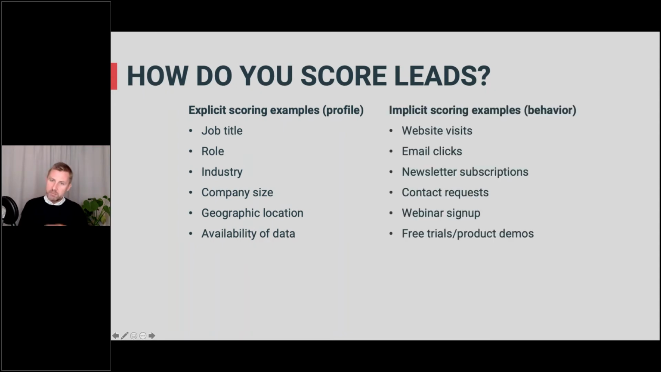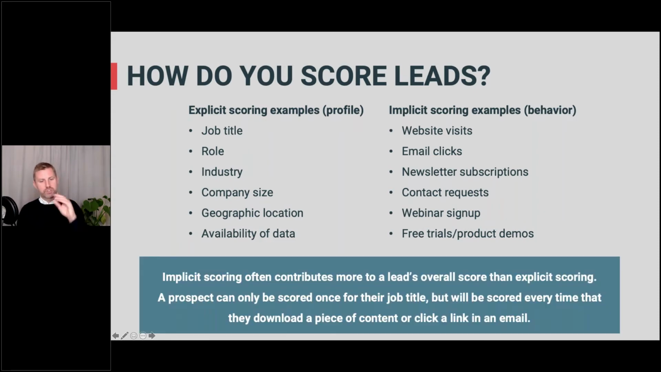Then we have the implicit scoring examples, like: what do they visit on your website? What do they click on? What do they subscribe to? Are they looking at your webinars? Are they answering your forms, and so on? This is the behavior. This is the digital footprint that they're leaving behind all across your marketing channels, across email, forms, websites, mobile apps, and so on. And you want to pick that up and score the things that are most important for you.